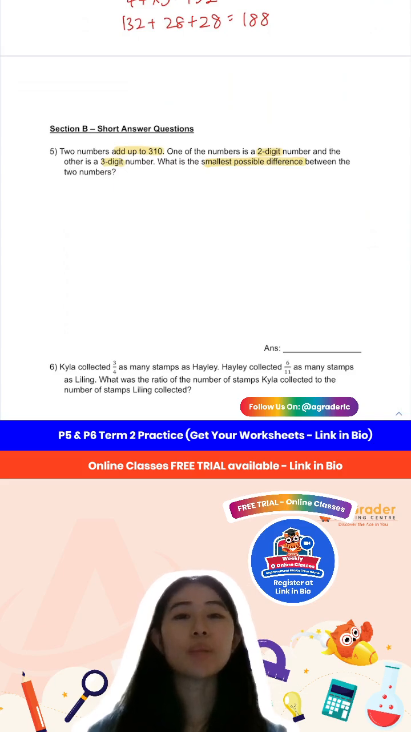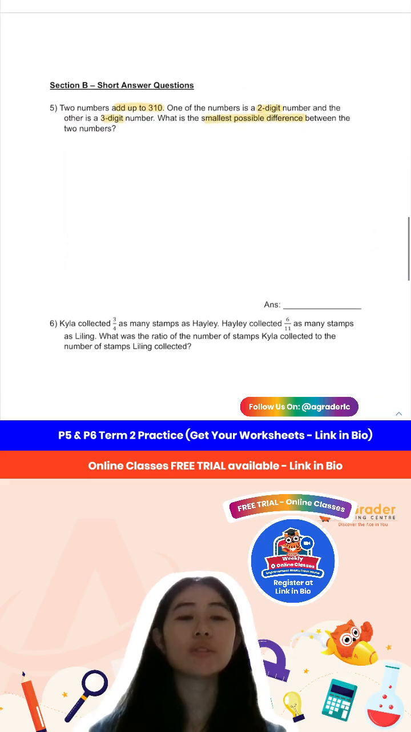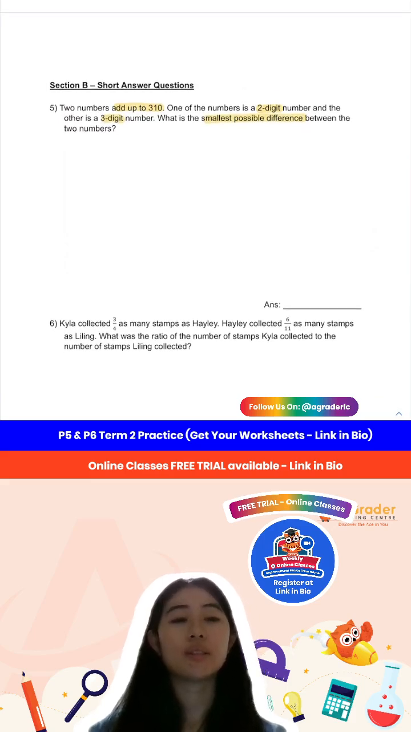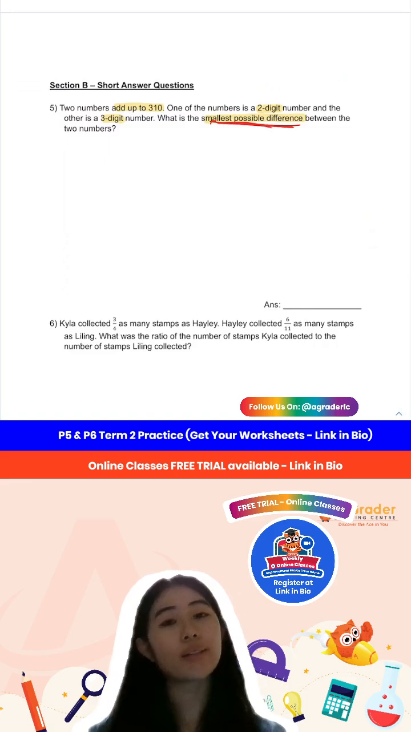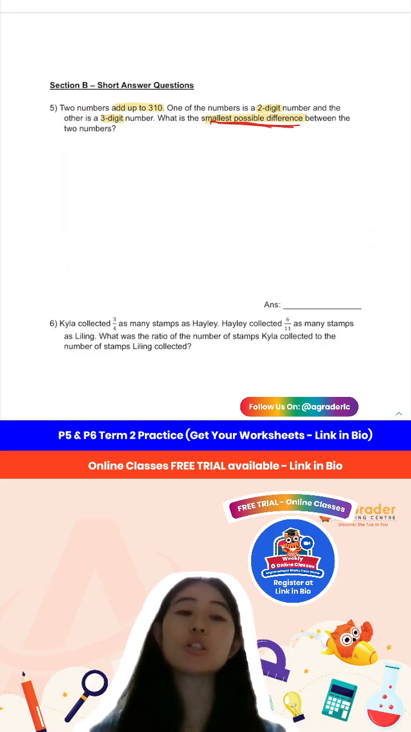Okay, so please let me know your answers, or you can try it out on the spot, that's also okay. For this question, the first thing you need to think about is what combination of numbers will give you the smallest possible difference. So what do you guys think? What combination of numbers will allow you to have the smallest possible difference? Let me know in the chat box.